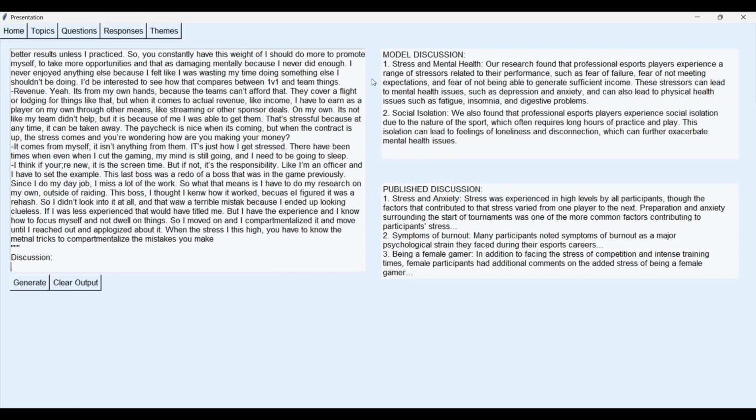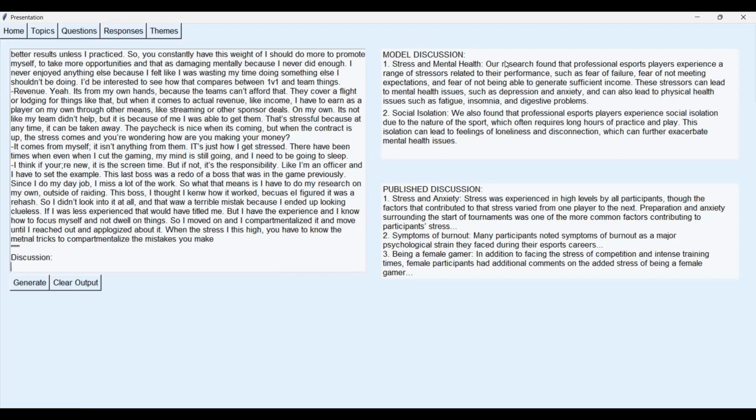So if we look here at the output generated by the model, the first theme that the model generates and discusses is stress and mental health. And if we look down below, that pairs really well with the first one that was generated or written by human researchers, discussing stress and anxiety.